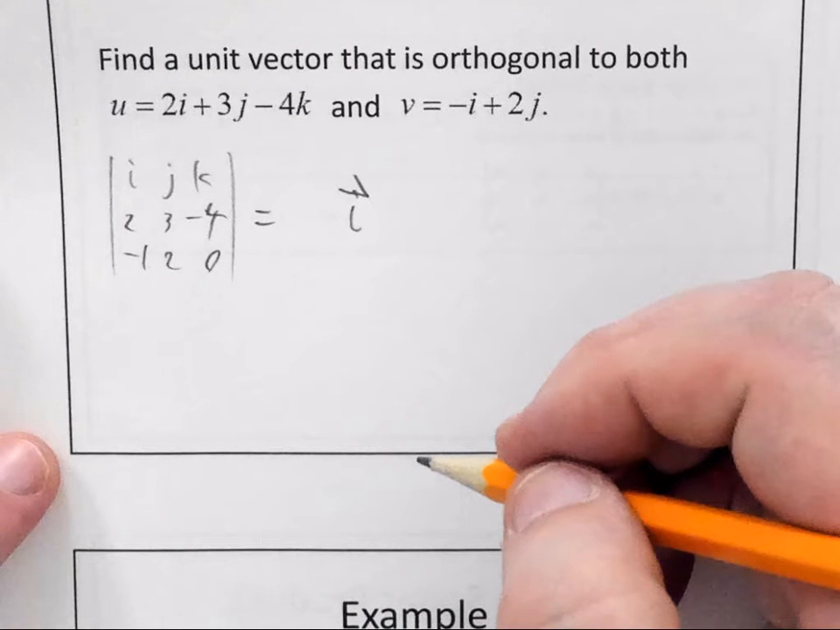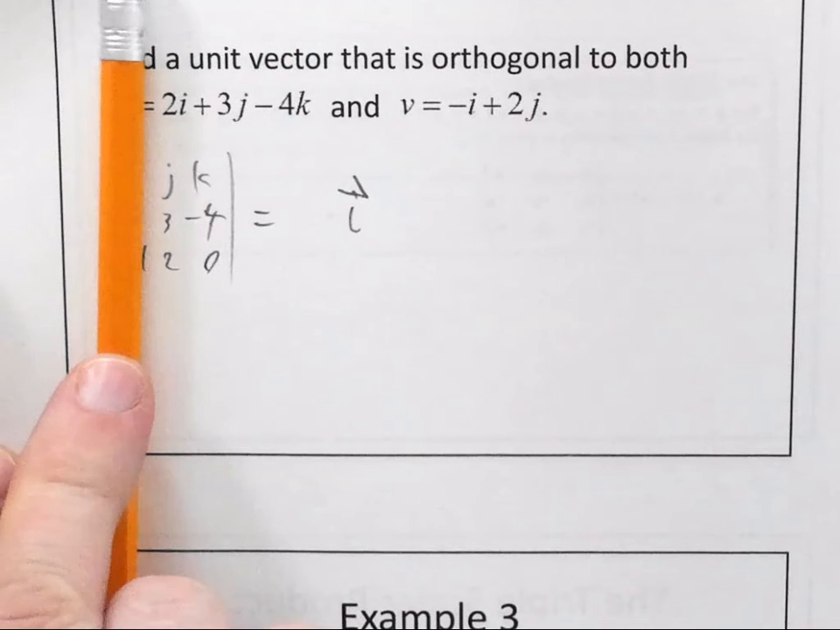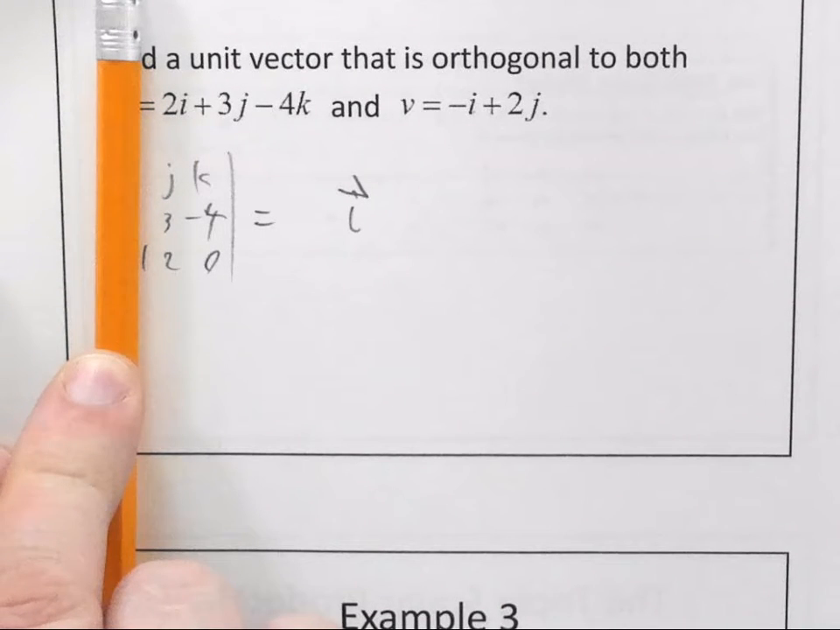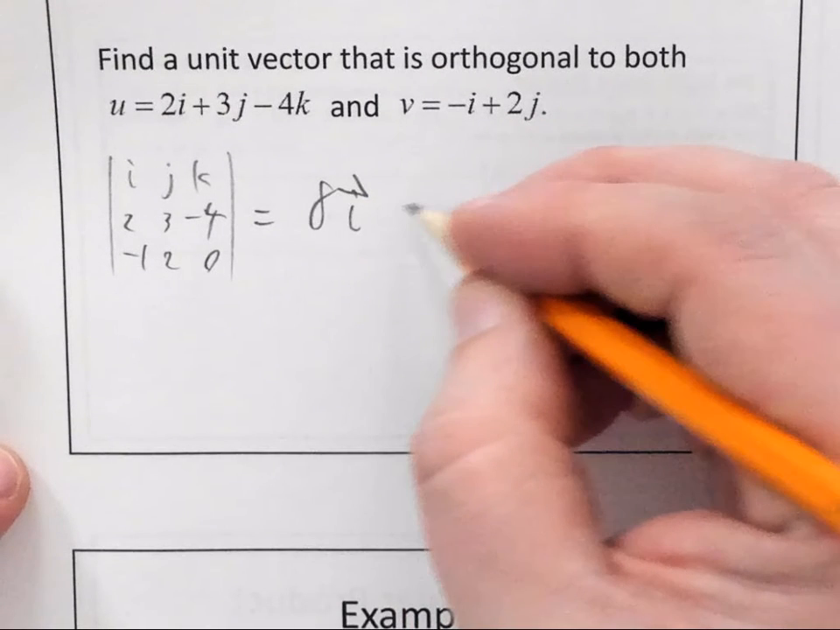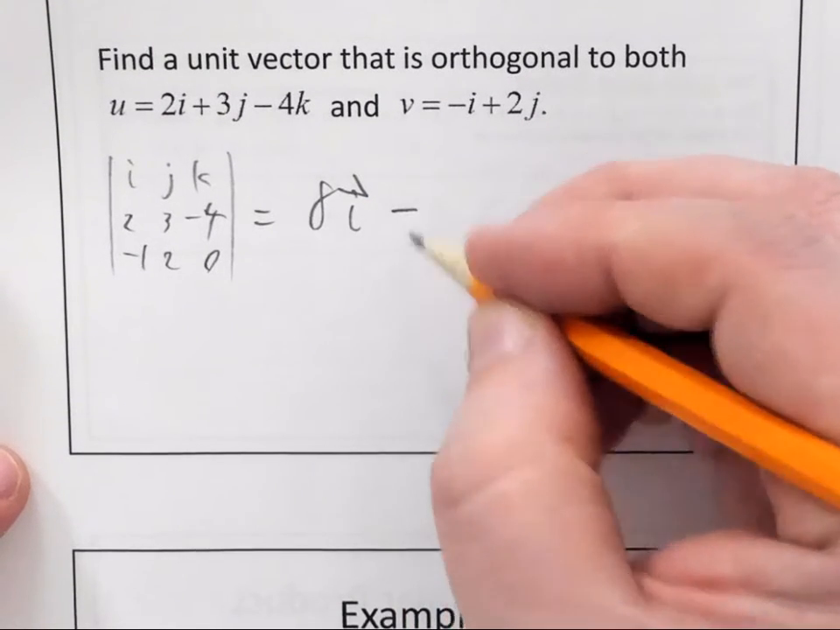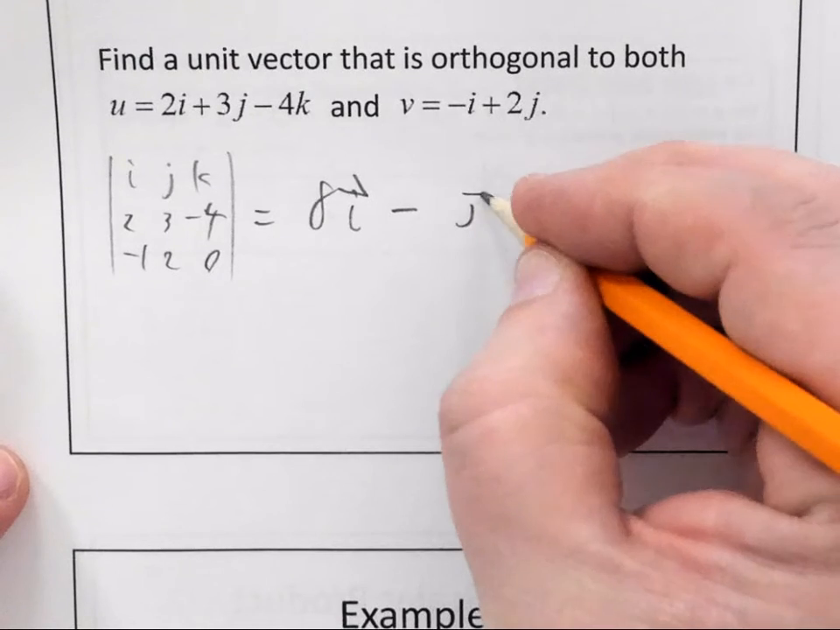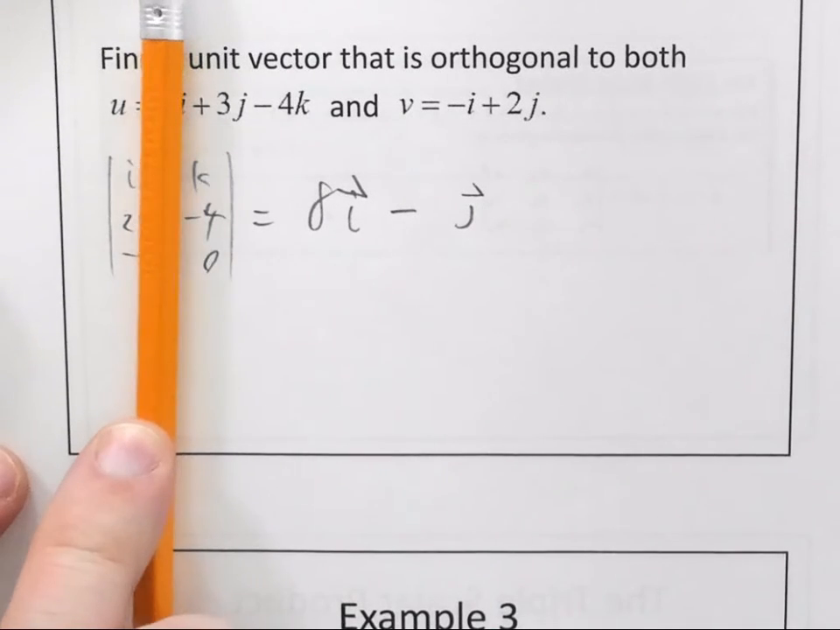0 minus 6. 8, sorry. Okay, cover up this one. 0 minus negative 8 is 8. So I get 8i. And then plus or minus? Minus, because it's going to be j.